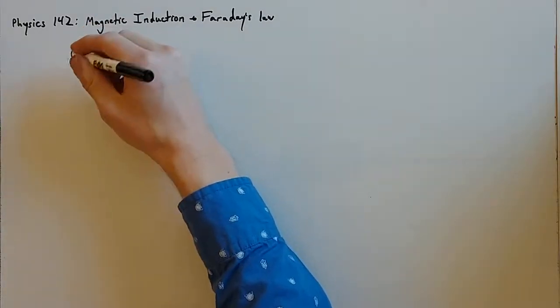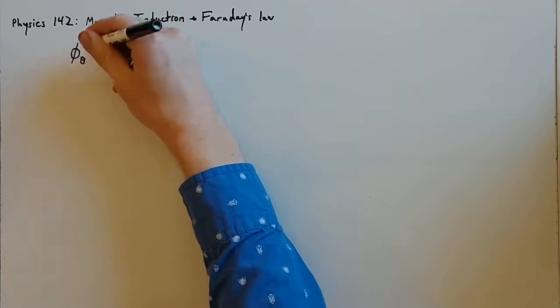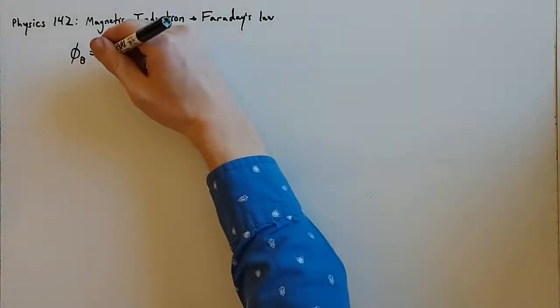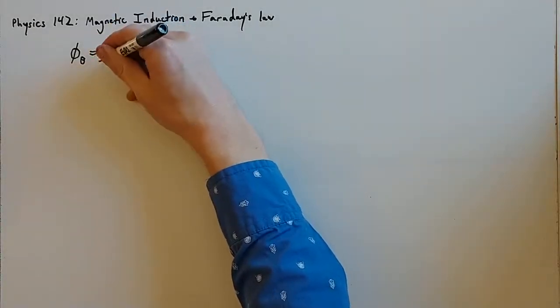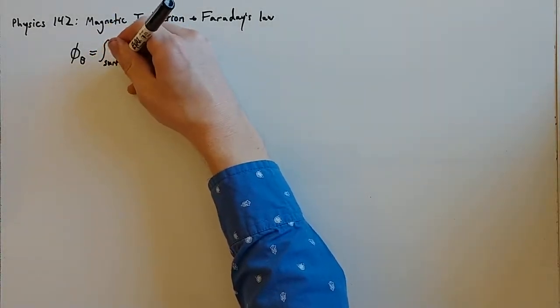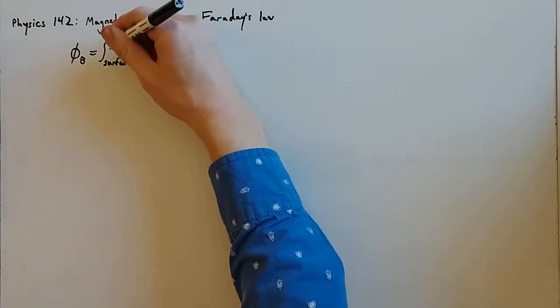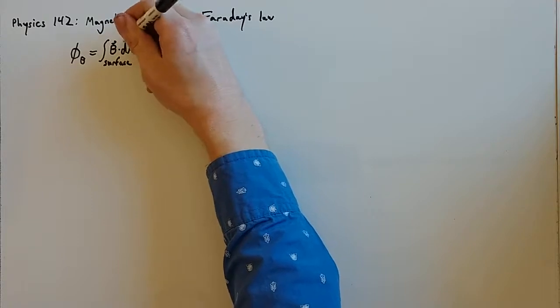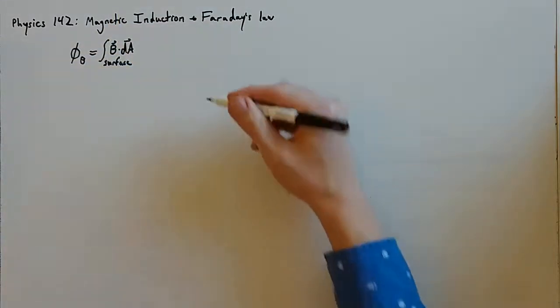Magnetic flux, if you might remember, is basically this idea of magnetic field lines passing through a surface, right? As an equation, we would integrate over some surface, and we take the dot product B dot dA. So what does that mean?